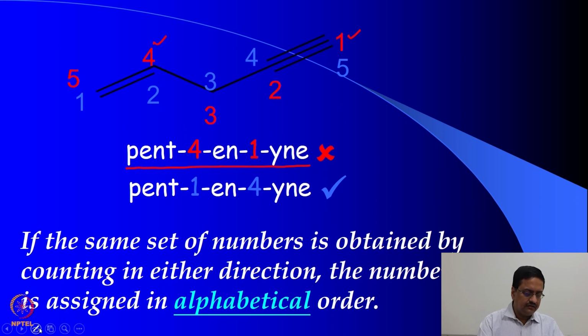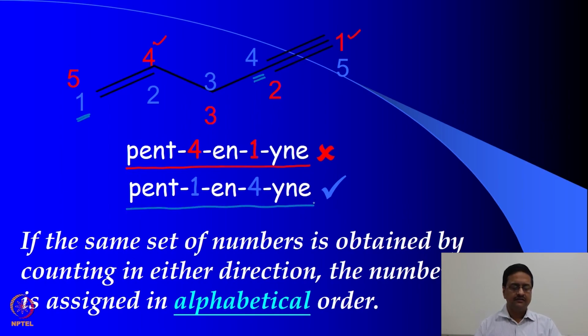Whereas, if we write it in a different way, with the double bond getting priority 2 and 1 and the triple bond getting the position 4, we can write this name giving the double bond priority as 1 and the triple bond priority as 4, and write the name as pent-1-en-4-yne, which is the correct nomenclature that we need to know.